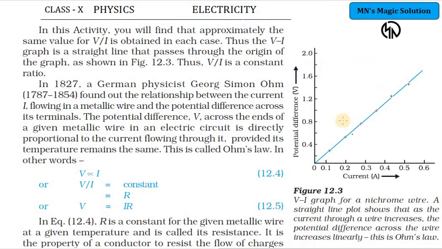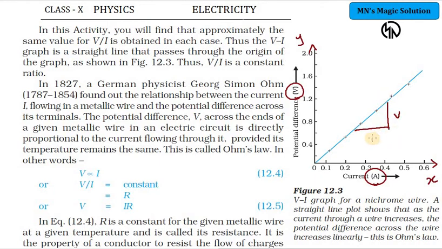After the tabulation, the important concept is this graph. In the graph, current is taken on the x-axis and on the y-axis you take potential difference V. Current in amperes and potential difference in volts. If you plot the corresponding V and I values as points, you will get a straight line, and the slope of the straight line is given by the resistance.